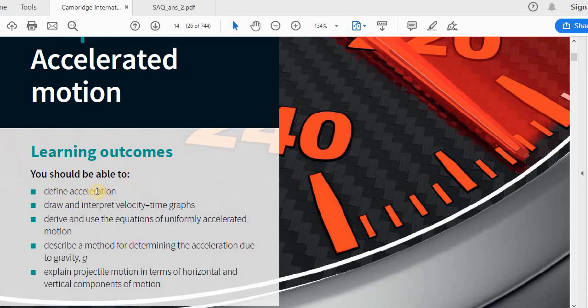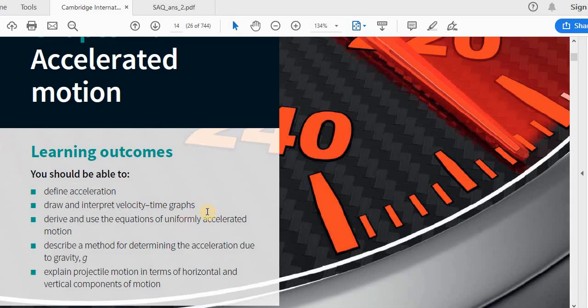Even in the O-level class, you would have learned about acceleration. Acceleration is change in velocity over time taken. Then you have learned that the gradient of a velocity time graph is the acceleration, and the area under a velocity time graph is the displacement. That is the area between the line and the x-axis. That is the displacement. Then over here you will learn 4 equations.